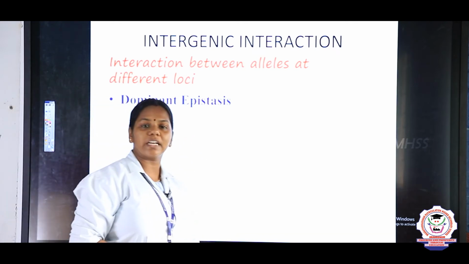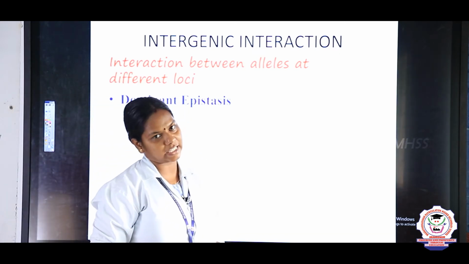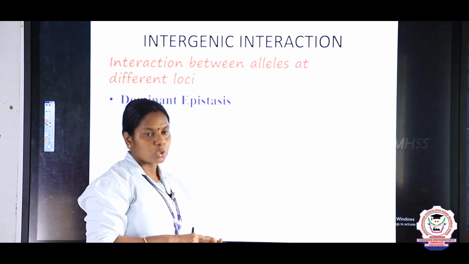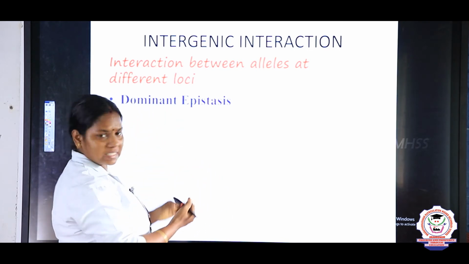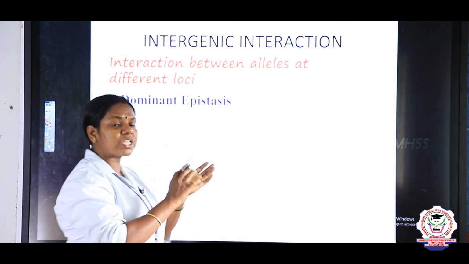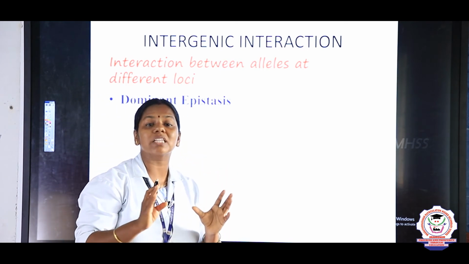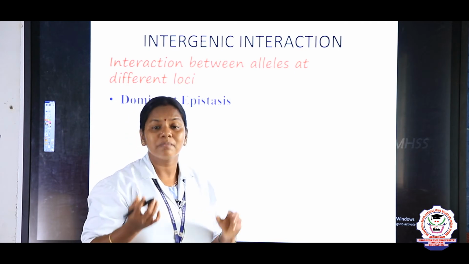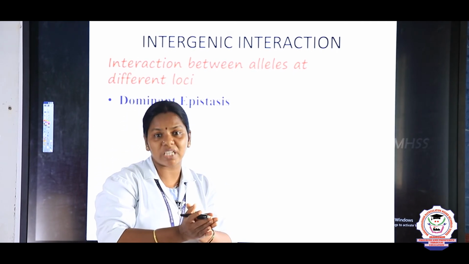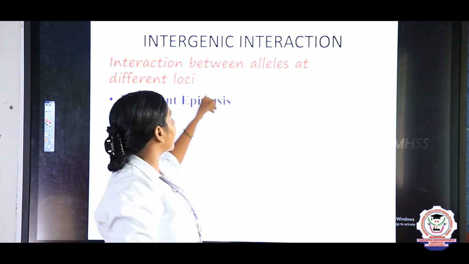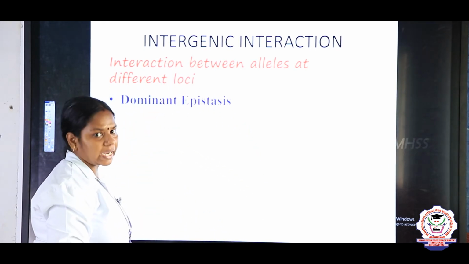Children, now we are going to study about the intergenic interaction. What do you mean by inter? Inter means between two. The locus means position, and the positions of the alleles are different. The interaction between two genes which are located at different places, we say it as intergenic interaction.